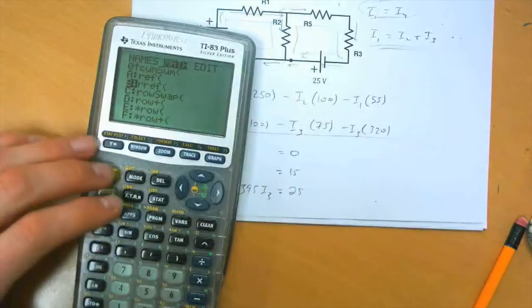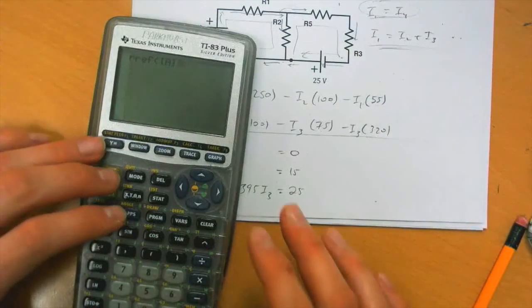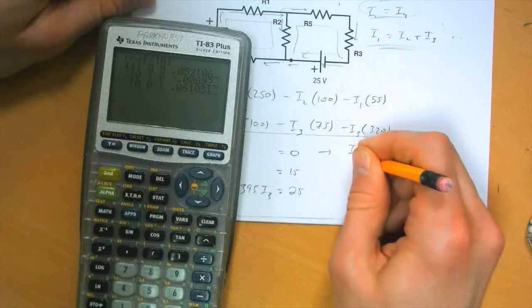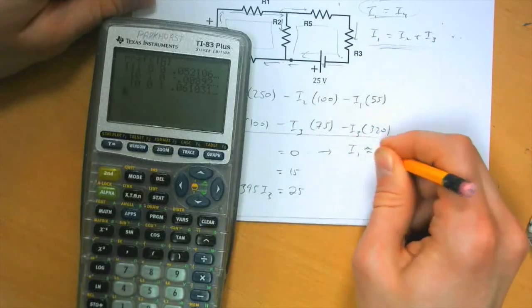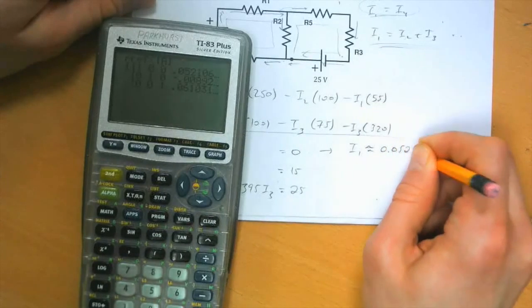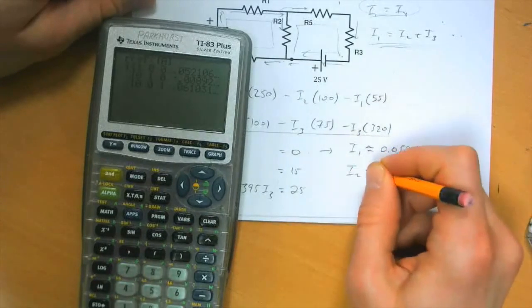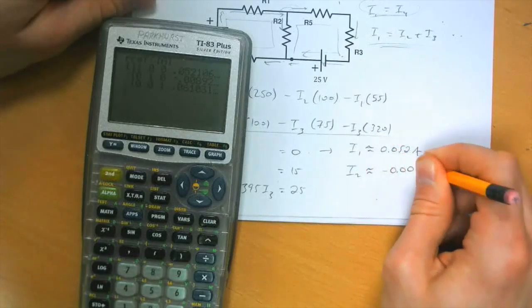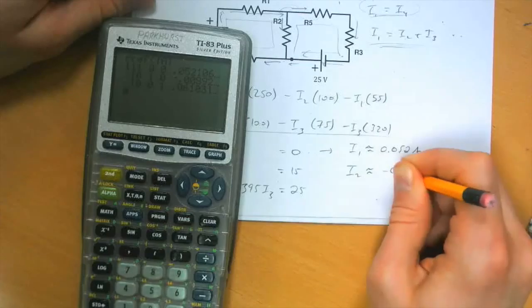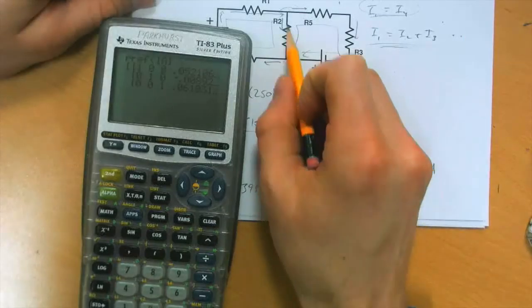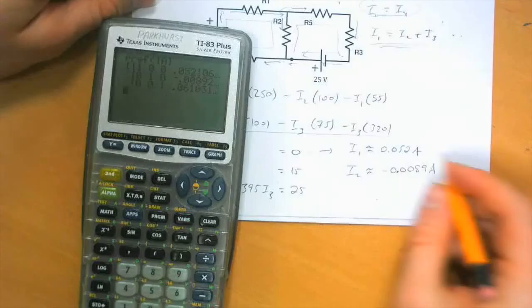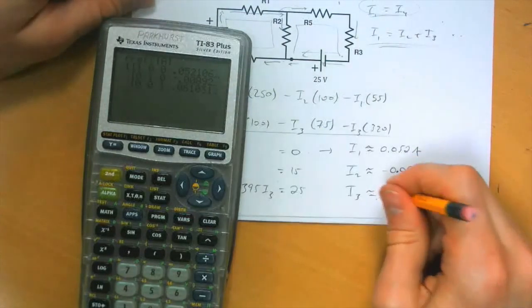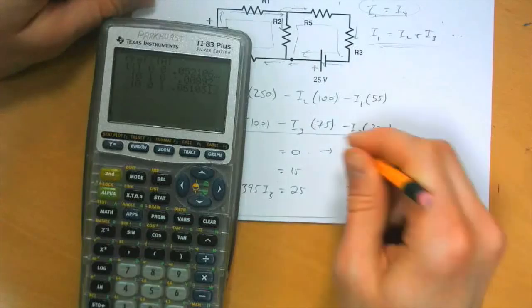And then remember we do matrix math, RREF, reduced row echelon form of the matrix, and we get the solutions for the currents. I1 is about 0.052 amps. I2 is about negative 0.0089 amps. So I2 is going upward, as it turns out. I assumed it was going downward and got a negative. And I3 was about 0.061 amps.